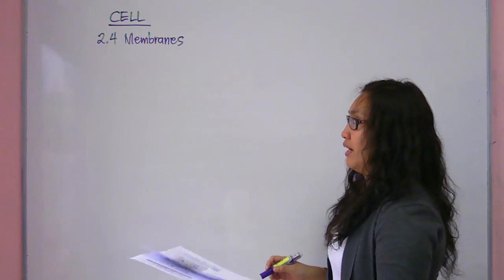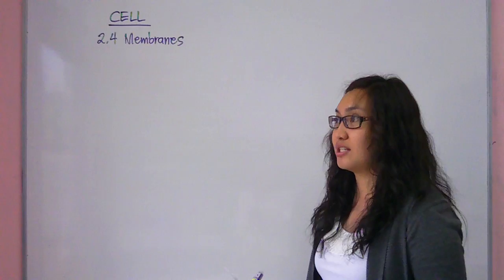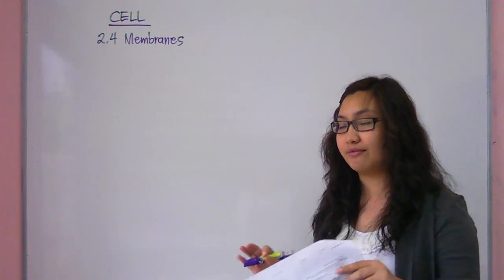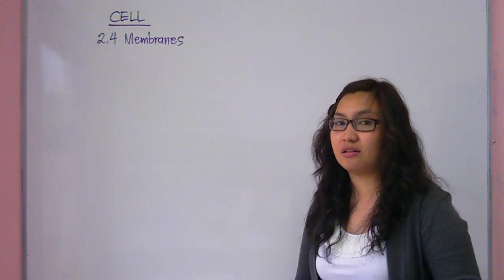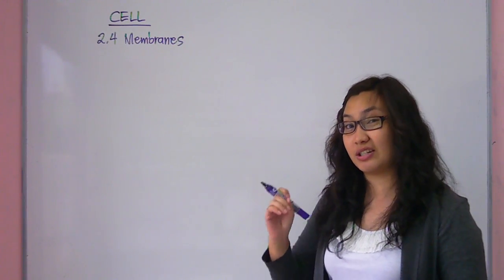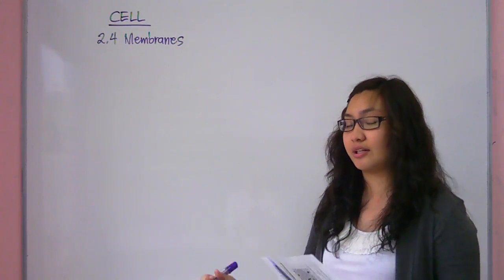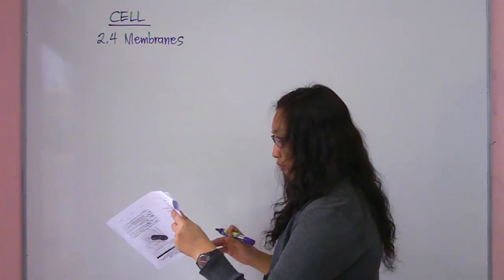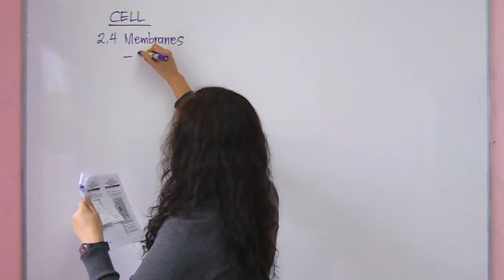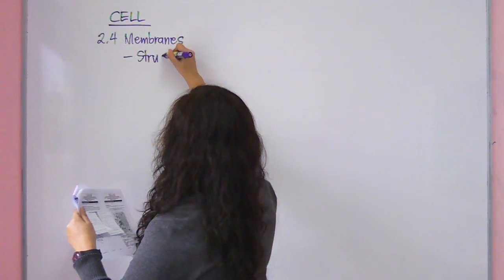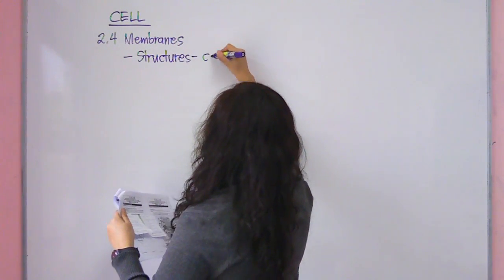So here in membranes, the most important thing that we need to discuss is to relate the structure with the function. By relating the structure to its function, the students would be able to understand how the movement of substances is occurring in membranes. So here in membranes, we need to discuss the structures or the components that are present in membranes.